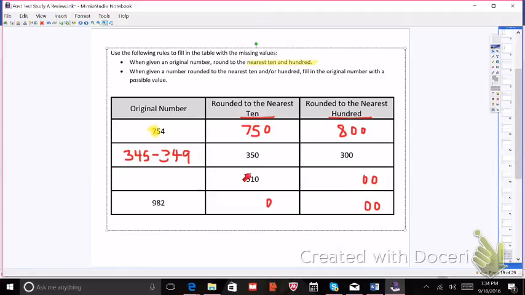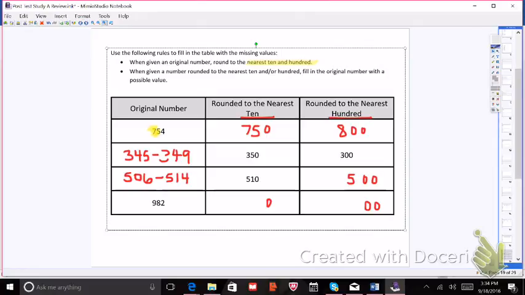Okay, this one, 510. If it's rounded to the nearest 100, it's closer to 500 than to 600, and it can be any number from 506 to 514.